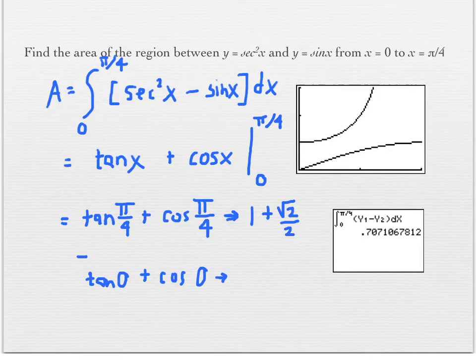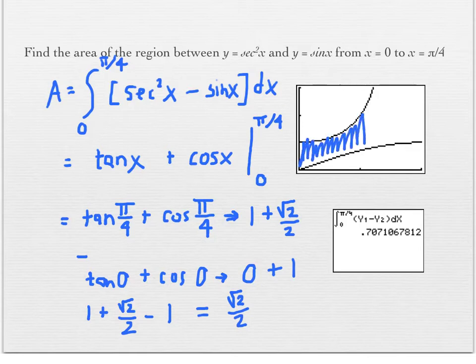Meanwhile over here, the tangent of 0, if we think about that, tangent is sine over cosine. Sine of 0 is 0, but the cosine of 0 is 1, so that's going to be 0 plus the cosine of 0 is 1, as we said. So out of all this, what we're really going to get is 1 plus the square root of 2 over 2 minus the second part here, which would actually be 1. Those 1's cancel out. We get the square root of 2 over 2. Keep in mind, that's this particular region right here. I'll try to color it in.